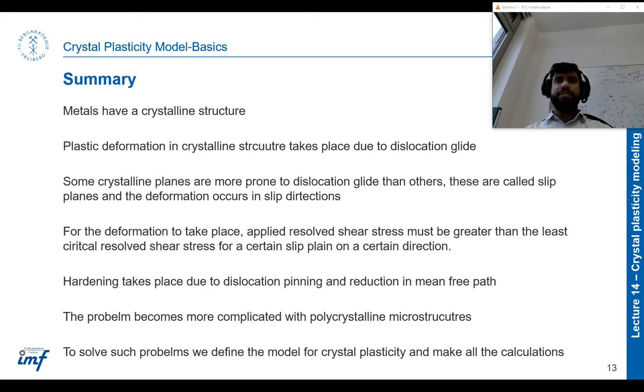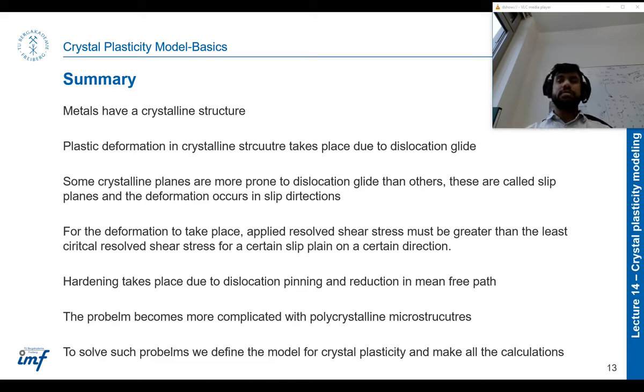Now, let's summarize what we have studied so far. We have understood that metals have a crystalline structure, and plastic deformation in crystalline structure takes place due to dislocation glide, which takes place due to the activation of slip planes. And then we have studied that some crystalline planes are more prone to dislocation glide than others, and these are called slip planes, and the deformation occurs in slip directions. For the deformation to take place, applied resolved shear stress must be greater than the least critical resolved shear stress for a certain slip plane on a certain direction.